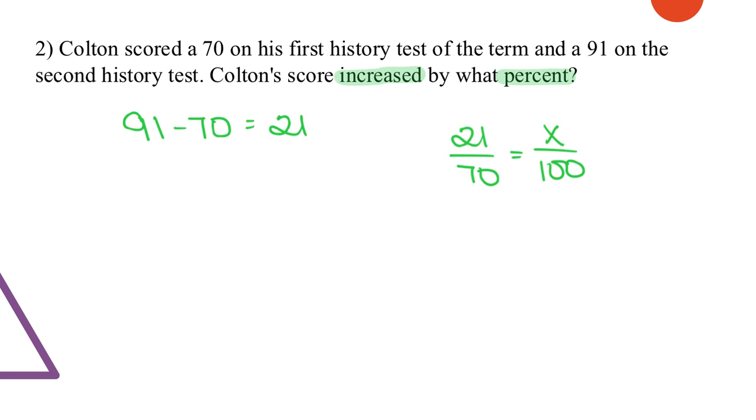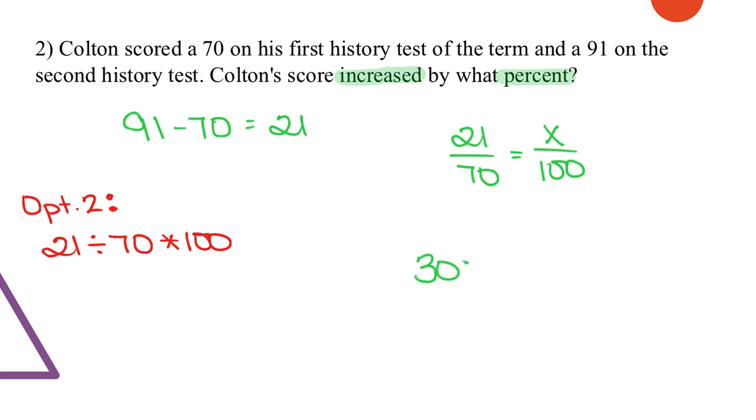You can solve the proportion, or Mary Lady brought up the equation. You can take the difference divided by the original times 100. So that's option 2. Juju, you got an answer? Yes. What you got? 30. You sure about that? 30% is correct.